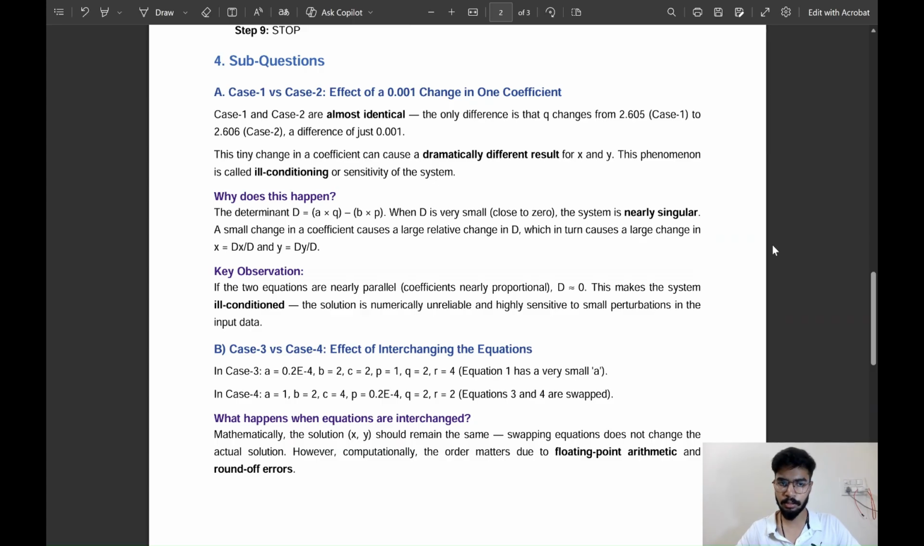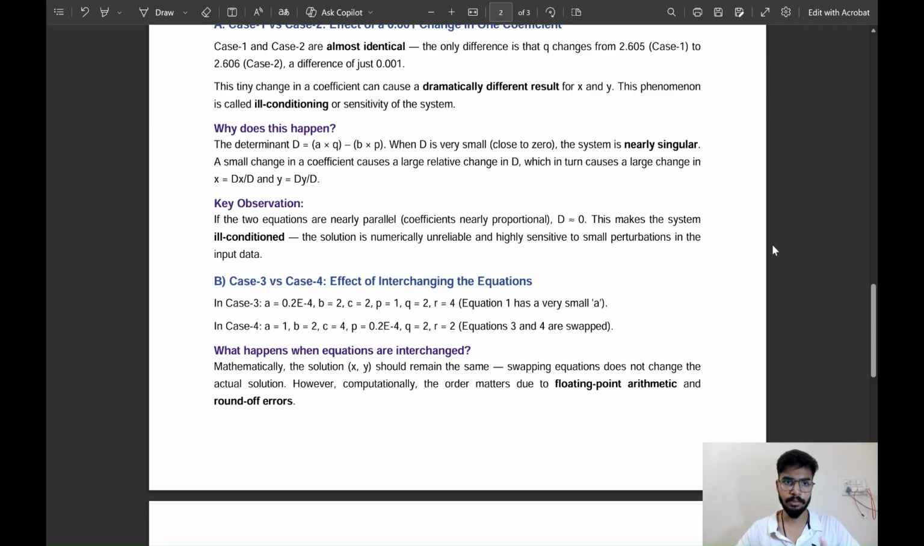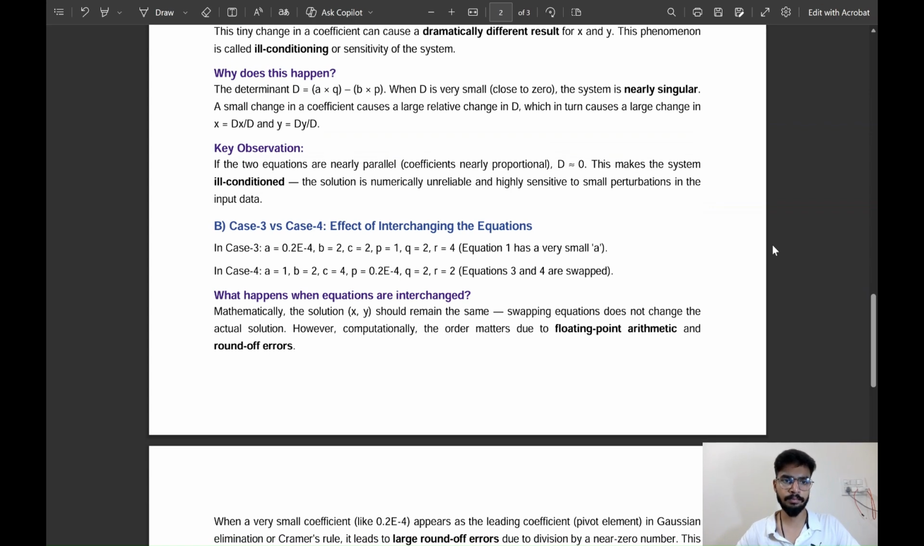Why does this happen? This is also a main question. This is because the determinant, that is d, is very small and close to zero, and the system is nearly singular. A small change in a coefficient can cause a large relative change in d, so this causes a large change in x and y. Our key observation is that this is called ill-conditioned, and d is close to 0. Now we will see our b part, case 3 versus case 4.